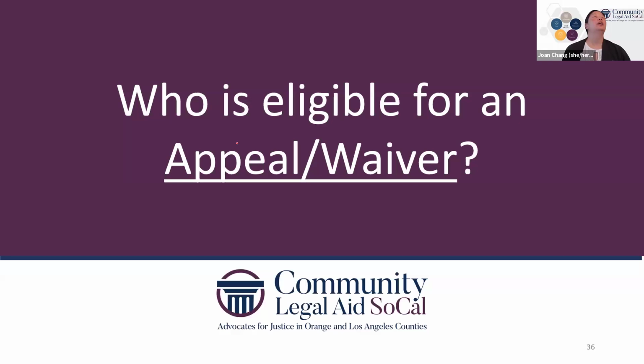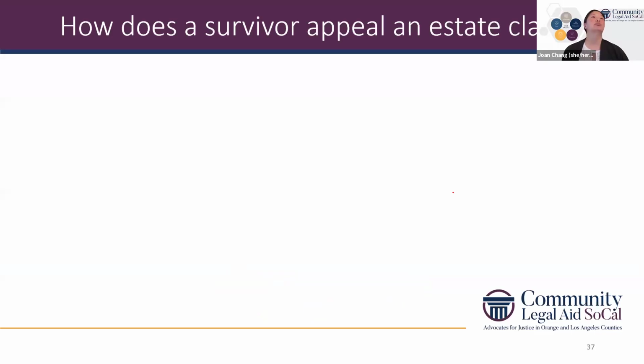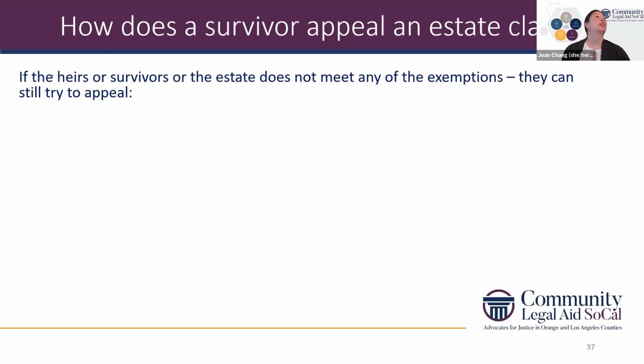Okay. This is kind of the last resort. So who is eligible for an appeal or a potential waiver? This is kind of like last resort territory here. So if you weren't any of those exemption populations, you're not a surviving spouse, you're not a minor child, or you're not a disabled or blind child, how does a survivor appeal an estate claim? If the heirs or survivors of the estate do not meet any of the exemptions, they can still try to appeal. You can appeal by filing a hardship waiver.